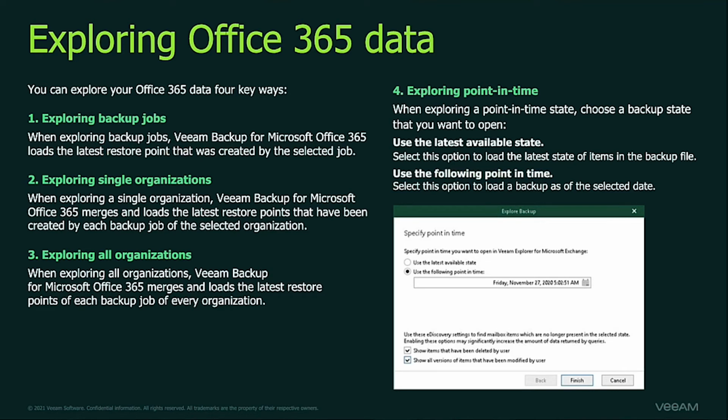In terms of exploring data, we offer quite a few different ways you can actually explore, 4 different ways actually. First is exploring the backup jobs themselves. That will essentially load the latest restore point created by a selected job. Single organizations you can explore by, that loads restore points created by a job of the selected organization, and exploring all organizations, so restoring a point of each backup of every organization. The 4th one is exploring a point in time.